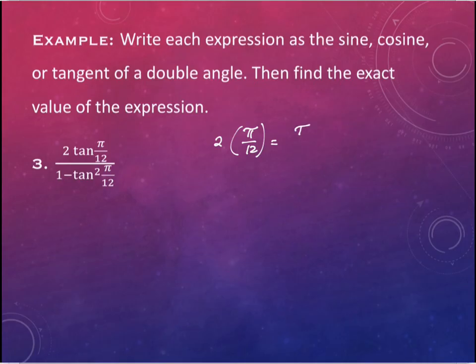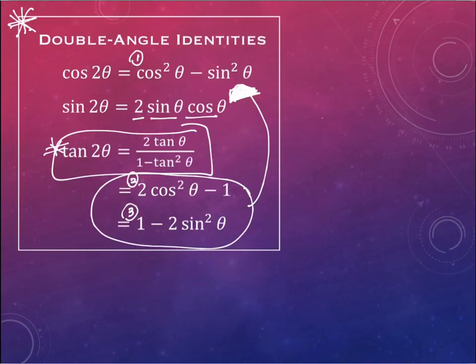Yeah, it's pi over 6, right? 2 pi over 12 would reduce, and then we'd get pi over 6. Shake your head because that's a familiar one, right? That's a unit circle value that we know. So if you take a look at the pieces and how they're set up, 2 tangent of pi over 12, 1 minus tangent squared of pi over 12. This is the right-hand side of the trig identity right here, isn't it?